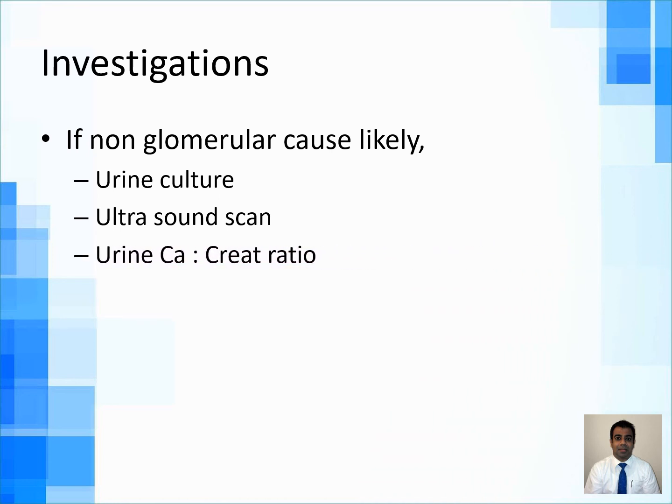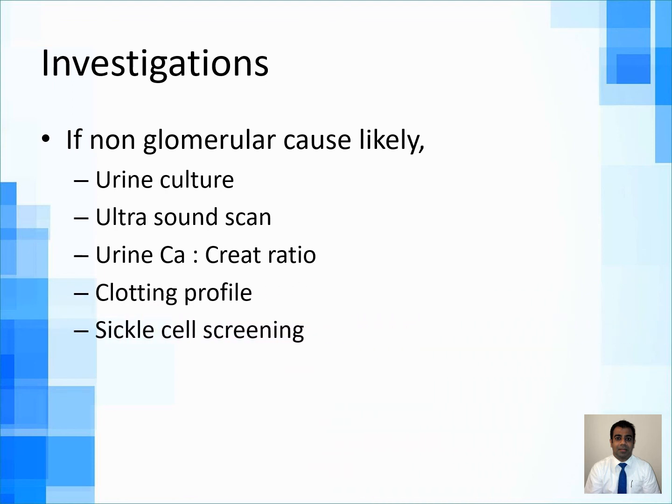A urine calcium creatinine ratio, if you're suspecting hypercalciuria or urolithiasis. A clotting profile if a bleeding diathesis is likely, and sickle cell screening because sickle cell anemia can present with hematuria. And you might need to do a urological referral for a cystoscopy if everything points to a lower tract bleed, but you cannot identify the exact focus for infection. So you see, once you've established that this is a lower tract bleed, the line of investigations that you would pursue would be completely different from when it is an upper tract bleed.